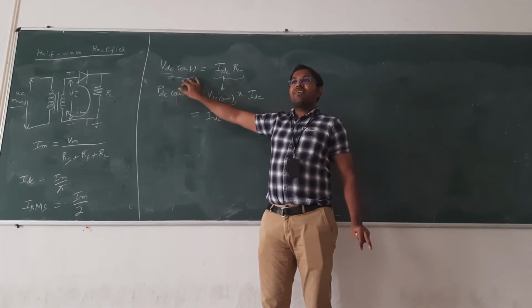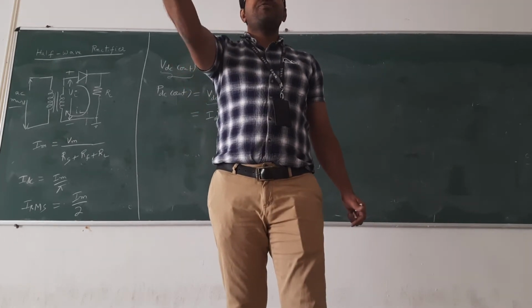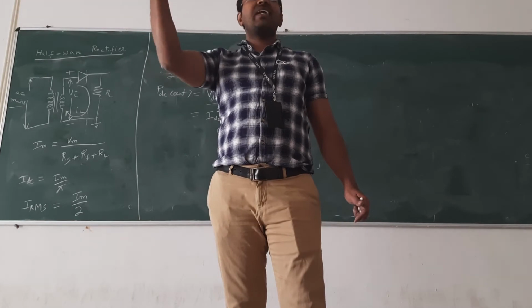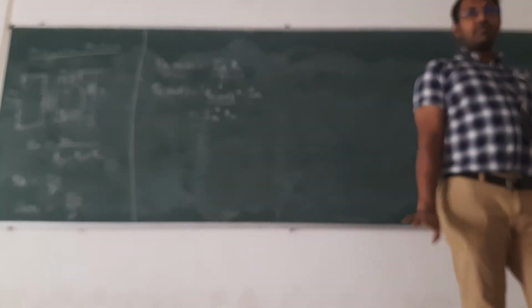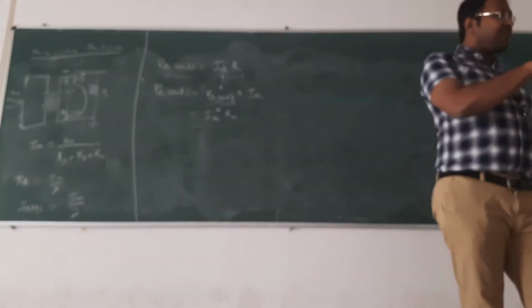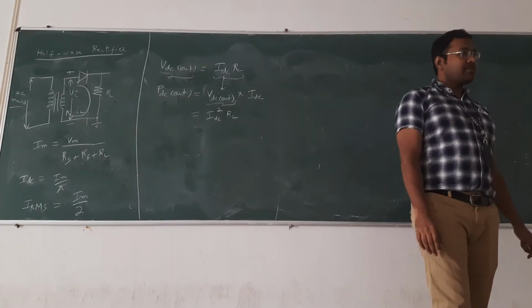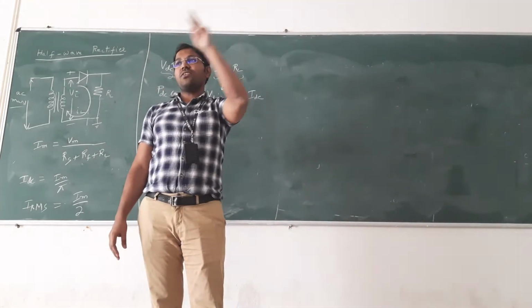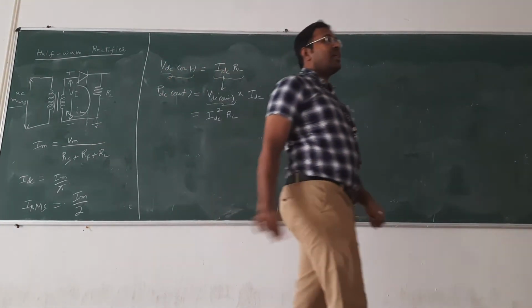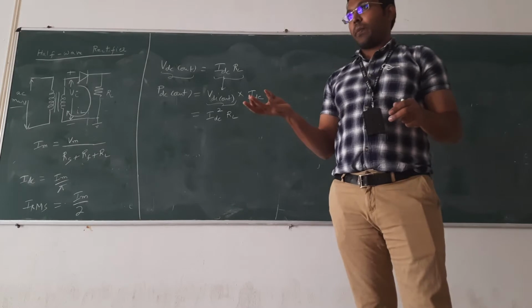Then we will see efficiency. Efficiency is the useful thing that you are getting at the output divided by the total power supplied. Power efficiency will be the useful power we are getting at the output. Rectifier is the process of converting AC to DC. So what is the useful power? DC.